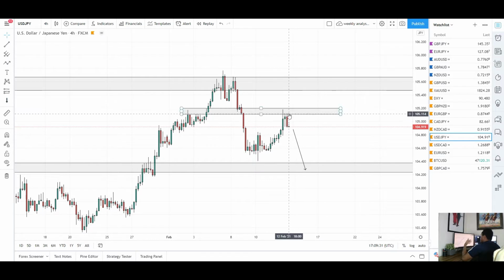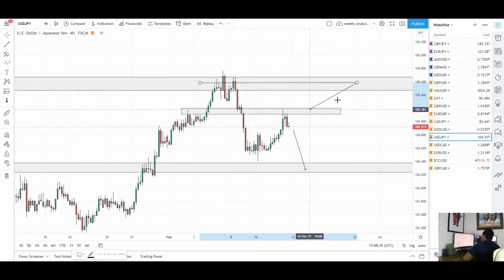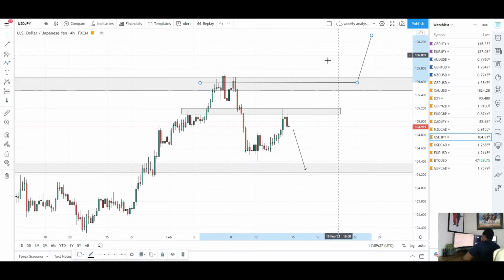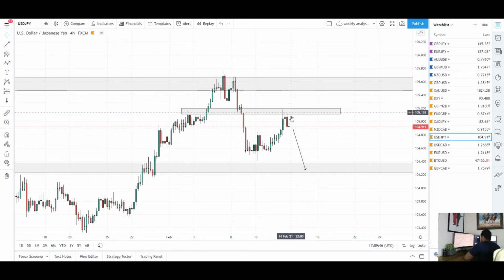However, if we don't and we break back above it, price is probably going to come back into this resistance. In that case, we could easily be seeing a breakout of it to the upside, and actually be seeing a bullish trend on the higher time frames as well for USD. But for now, it does look like we're respecting this area, and could actually be seeing another push to the downside to come and test this resistance turn support.